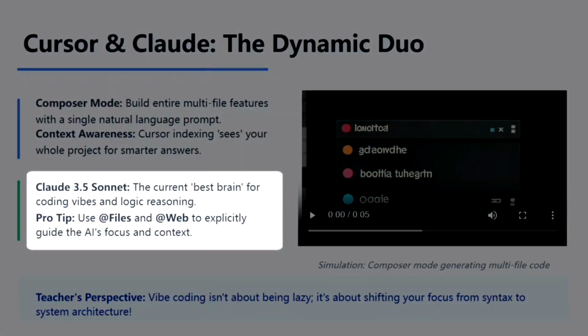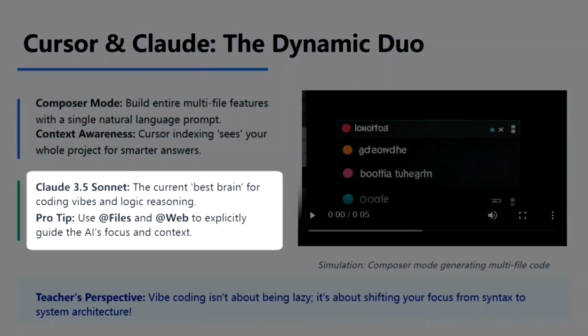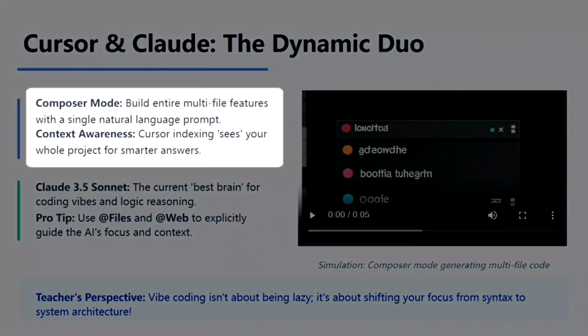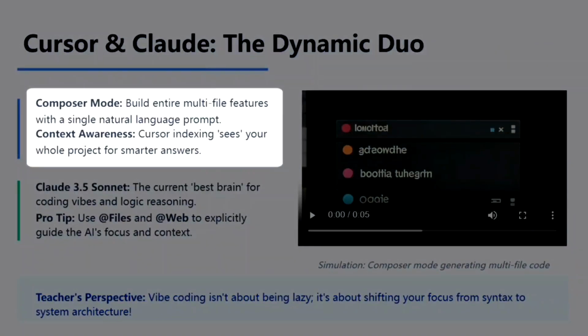First, we have Claude 3.5 Sonnet. It's currently the best brain for coding vibes because it has an incredible grasp of context and nuance. It doesn't just suggest syntax, it follows the intent of your project. Cursor then takes that brain and powers Composer mode. This is where you can build entire multi-file features with a single prompt. It's a massive jump from traditional one file at a time editing. Let's watch a simulation of this multi-file coordination in action.